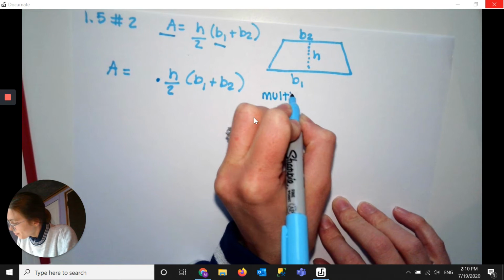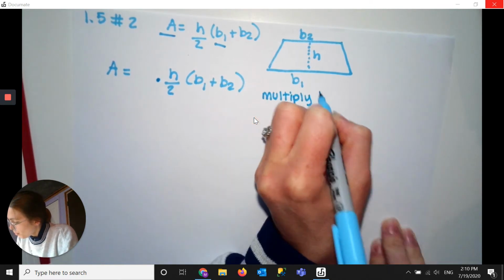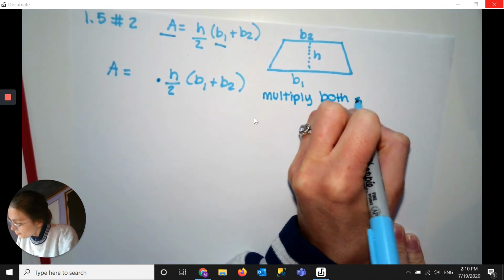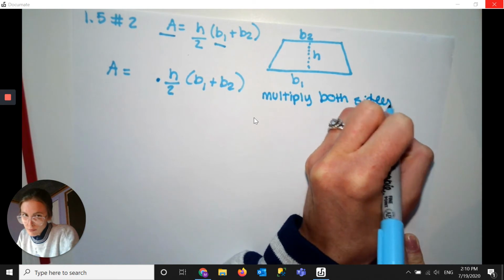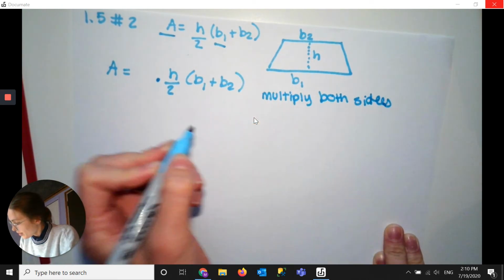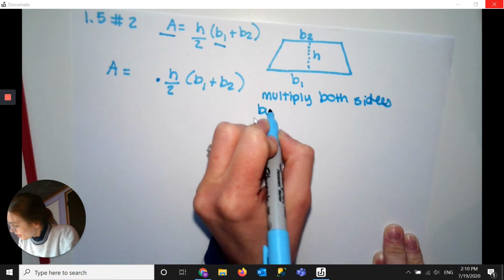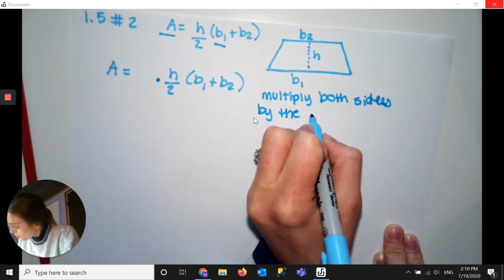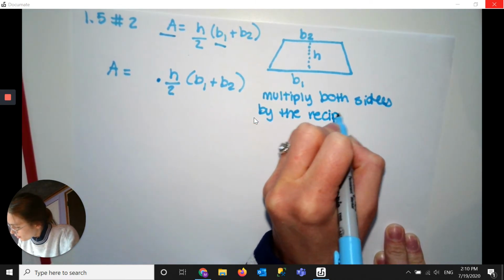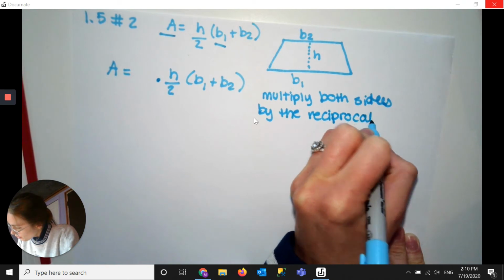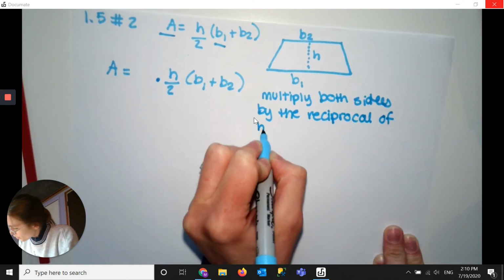Multiply both sides by the reciprocal of H over 2.